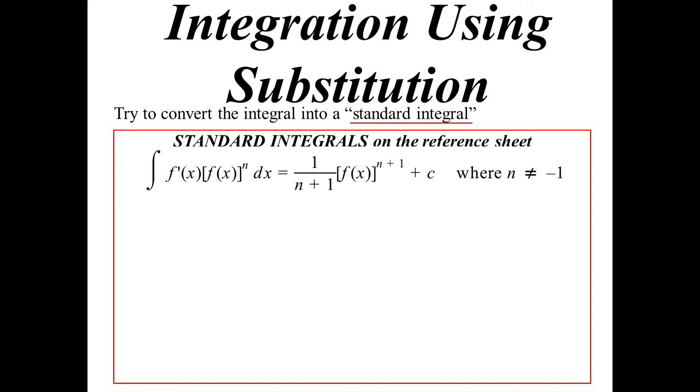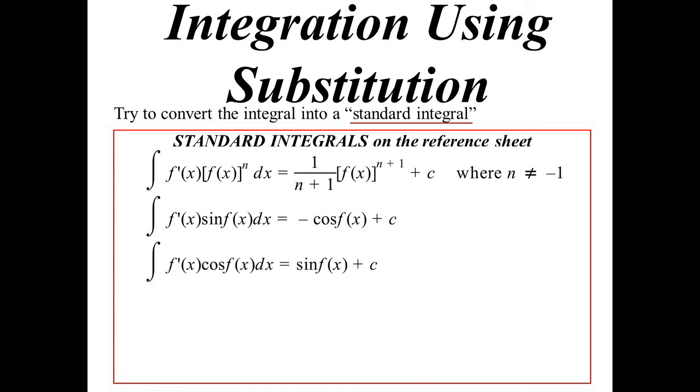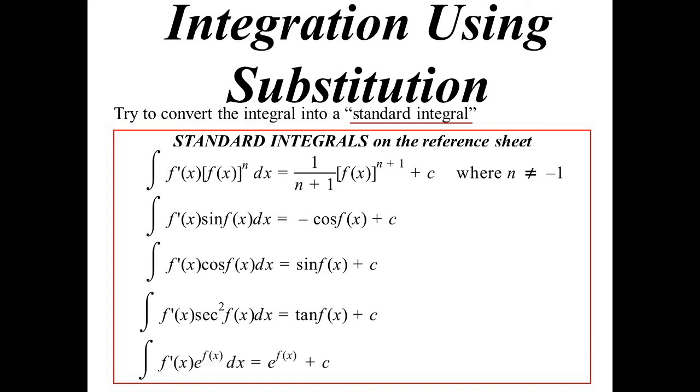And so that one we can just add 1 to the power over the power, and they make the point that, of course, n is not equal to -1 in that case, because if it was equal to -1, what would you have? Yeah, it'd be a log, because you'd have derivative on function. Then they go through the trig ones. So derivative times sine gets minus cosine, derivative times cosine gets sine, derivative times sec squared x gives you tan. They have the exponential one there, so derivative times e to the function x is e to the function x.